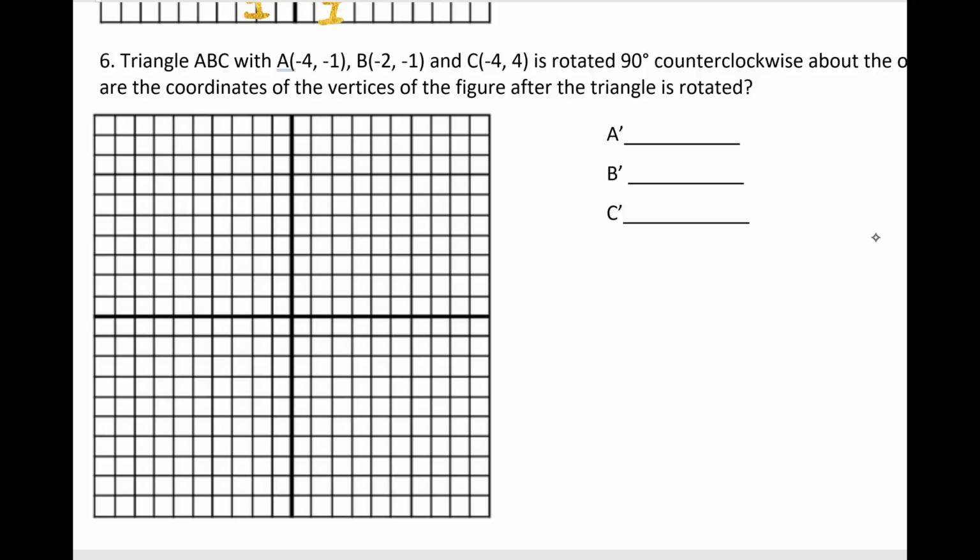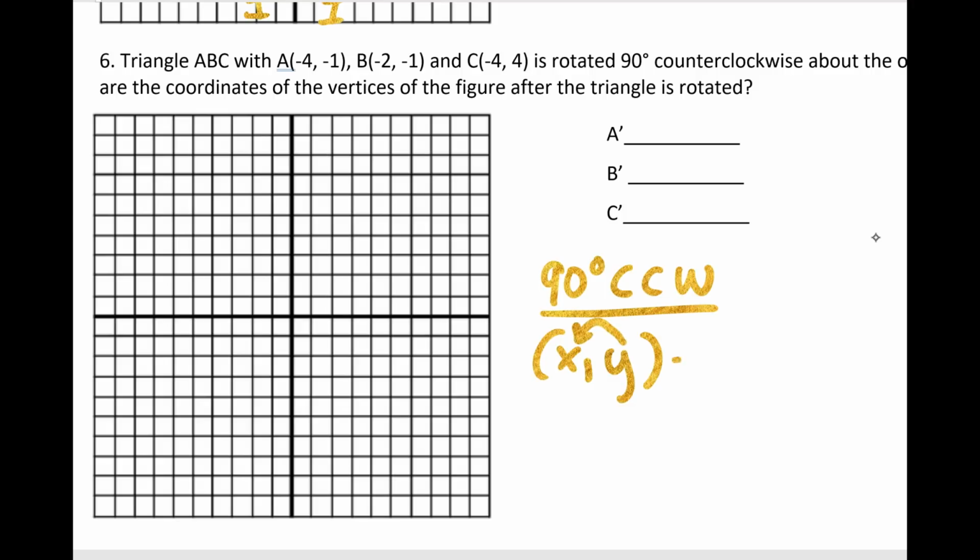All right, so 90-degree counterclockwise means that we go from x, y and you go counterclockwise, and you're going to say, hey, we're going to put that y in the front, change the sign, and put that x in the back.